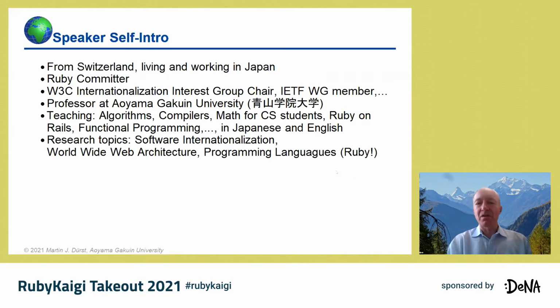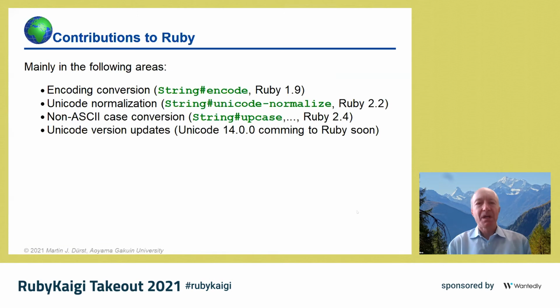So a little bit of information about myself. I'm from Switzerland, but unfortunately, I'm not in sunny Switzerland, as the background might suggest. I'm actually now in rainy Tokyo. And my main contributions to Ruby are in the following areas. One of the next things will be to update Ruby to Unicode 14, which should happen in a month or so.